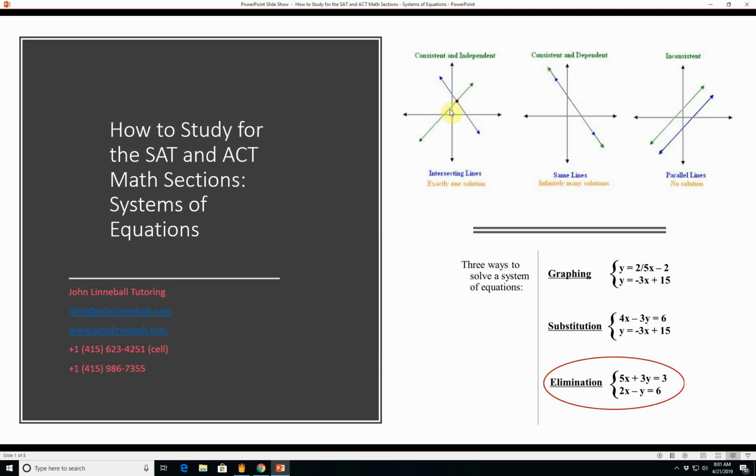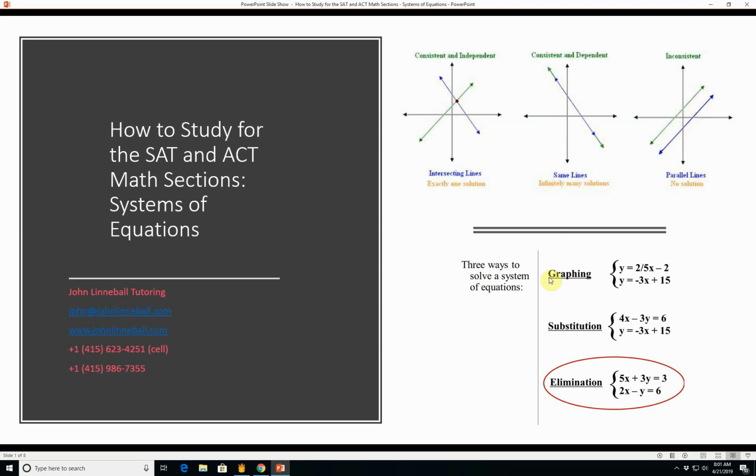Alright, so systems of equations. What I mean is we're going to be dealing with linear equations where they describe lines. So if you graph them out, you can have intersecting lines where they have one solution. You can have two equations that are really the same equation. They give you the same line. Then there are infinitely many solutions because these lines go on forever. Or you have parallel lines that never cross, so there's no solution.